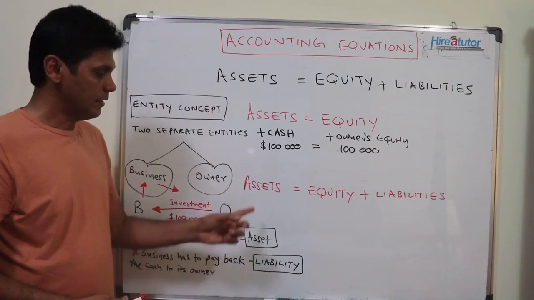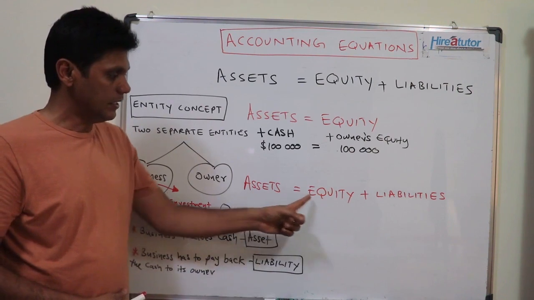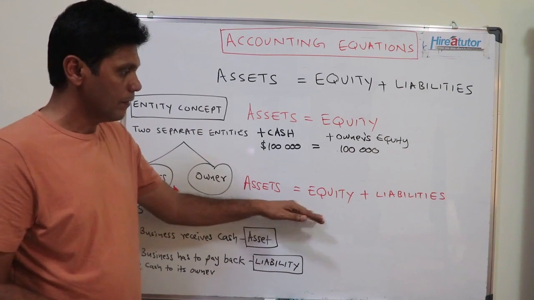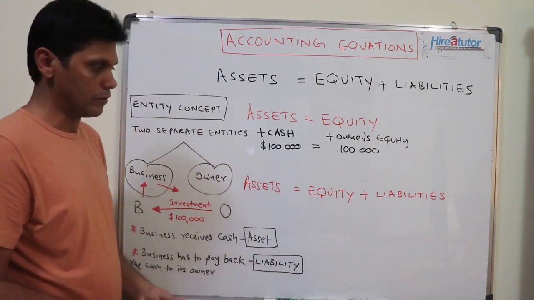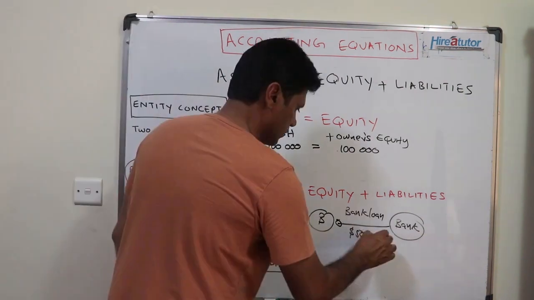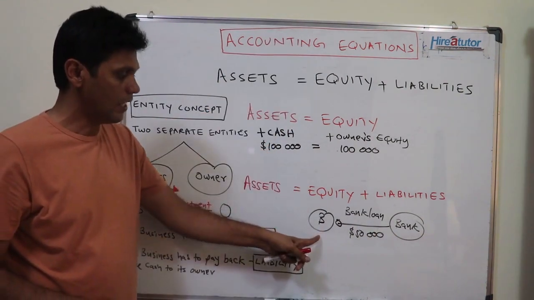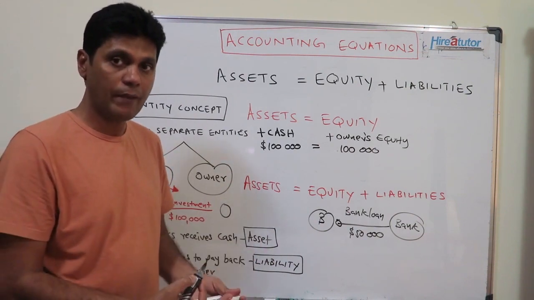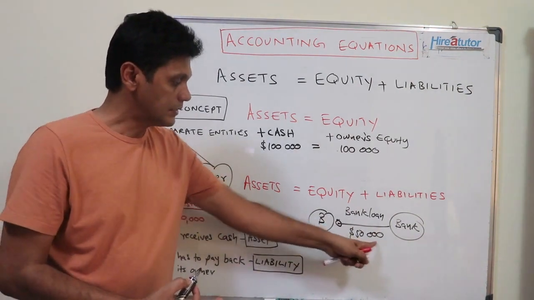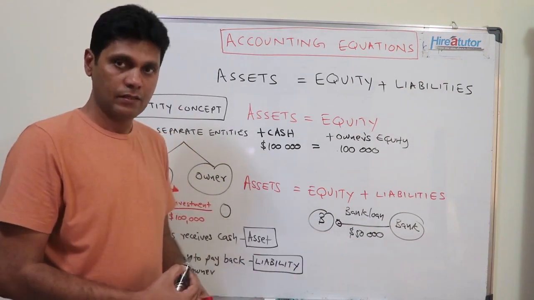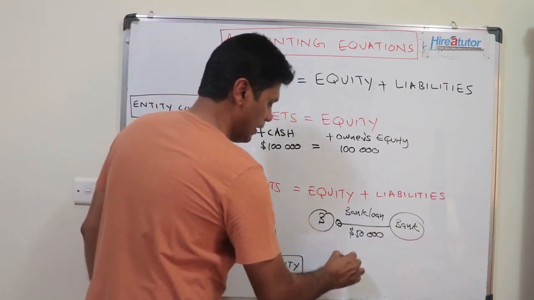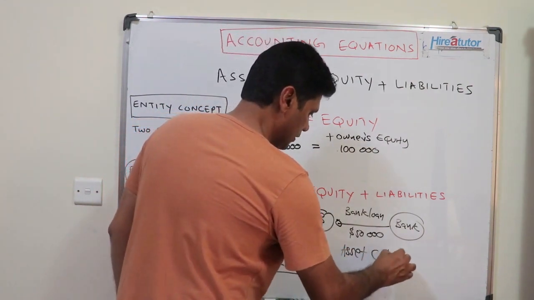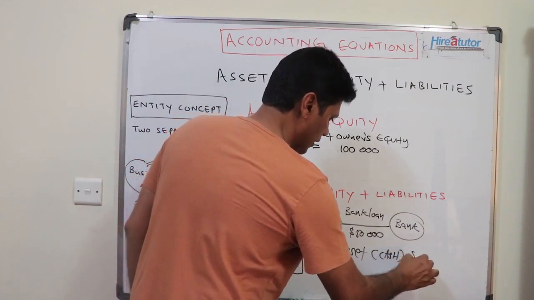Now let's look at the second part, assets equals equity plus liabilities. For that, let's assume the business has obtained a bank loan of $50,000. Even here there will be a dual impact from the business point of view. What is the dual impact? When the business receives money from the bank, the cash balance, which is an asset of the business, will increase by 50,000.